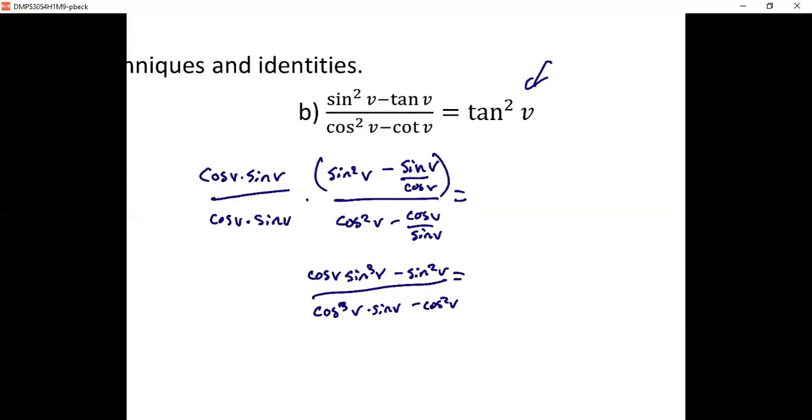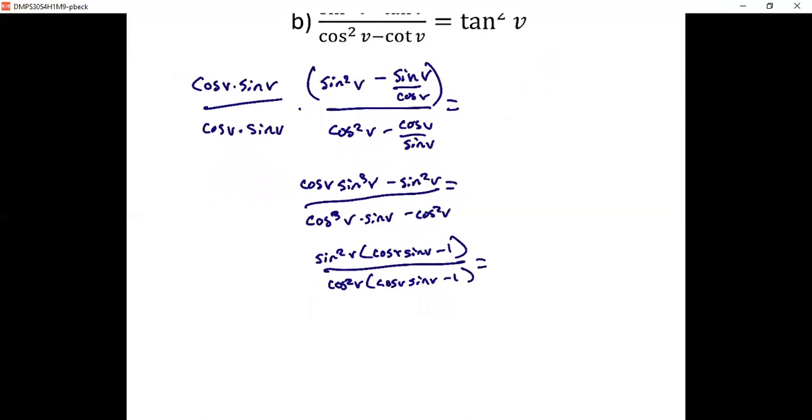I have sine squared that's really a factor of both terms in the numerator, so let's take that out. Sine squared of v, and I'm left with cosine v sine of v minus 1. I have a cosine squared that I could factor out of the denominator, and I'm left with cosine v sine of v minus 1. And oh, beautiful, these reduce. I now have sine squared of v over cosine squared of v, which is equivalent to tangent squared of v. So, yay, I got what I wanted.